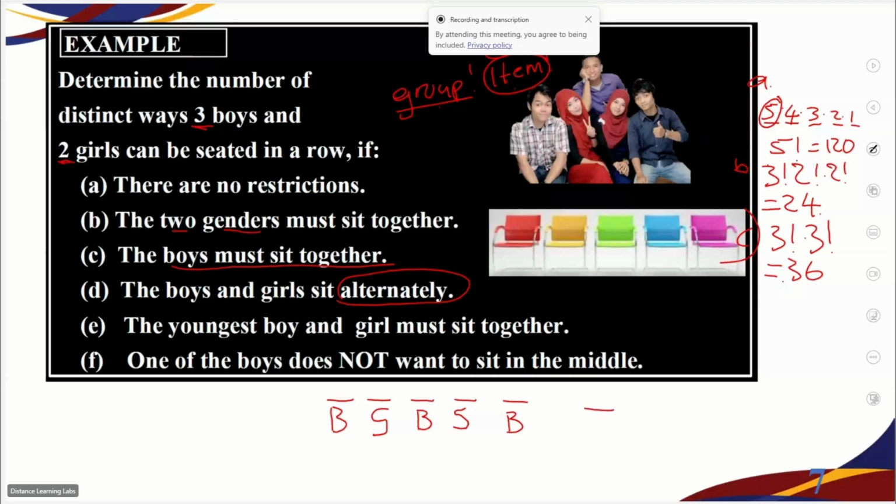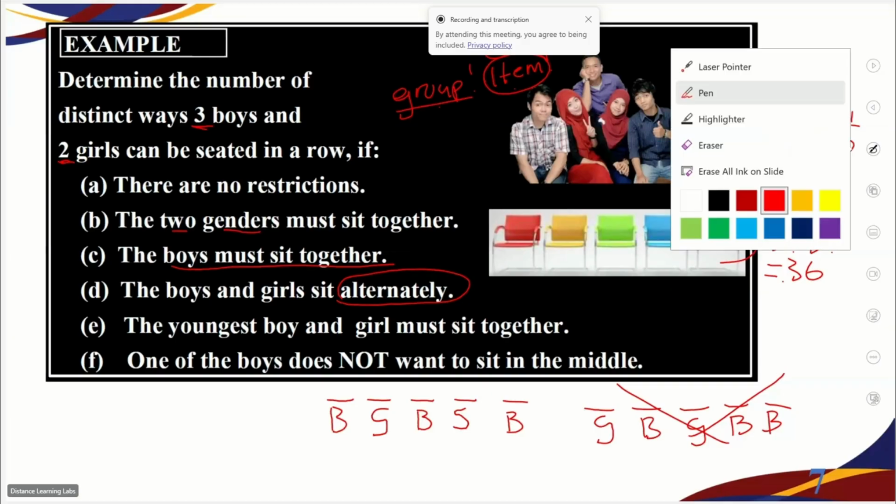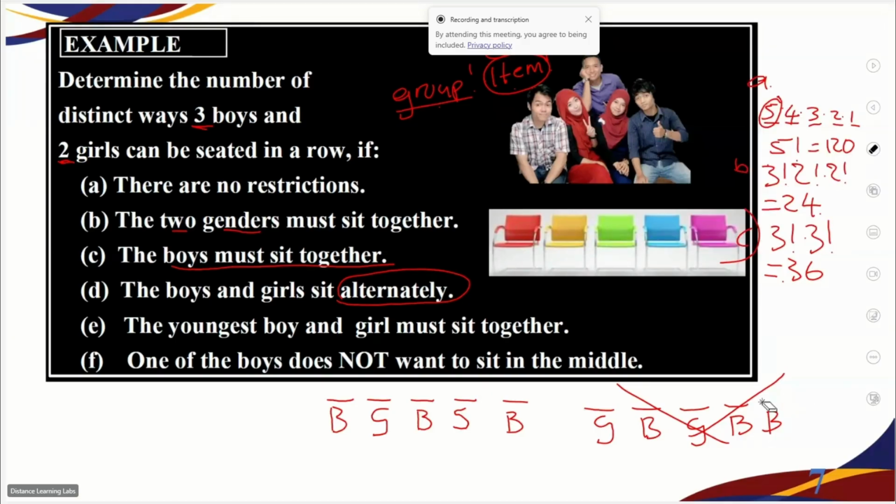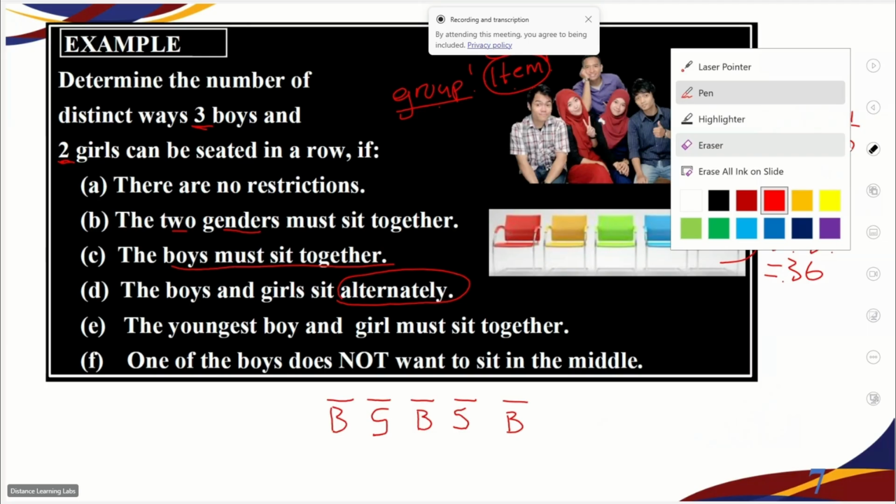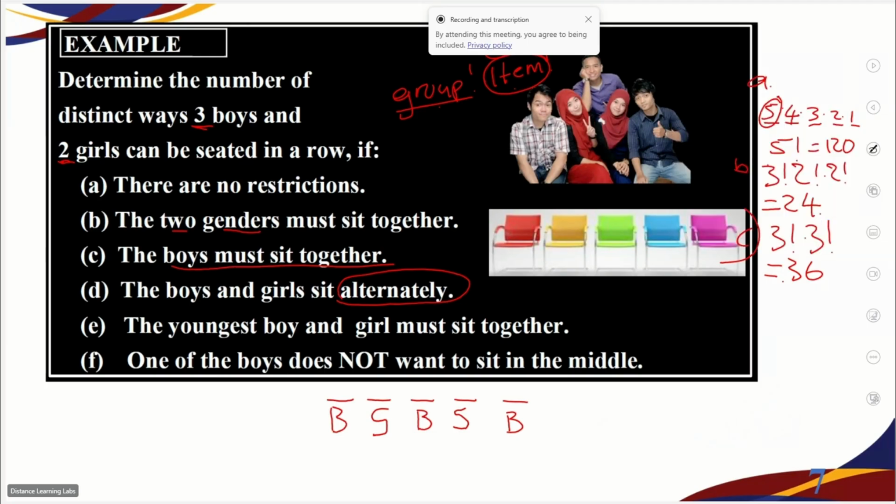1, 2, 3, 4, 5. If they start with a girl, it will be a girl, a boy, a girl, then you will not have another girl to compete for the last position. Then they will not be alternating because here it would be boy and boy. Therefore, we are not doing it this way because they are not alternating if that's the case. Now, let's erase this. For them to alternate, because their total is an odd number, they have to start with a boy.